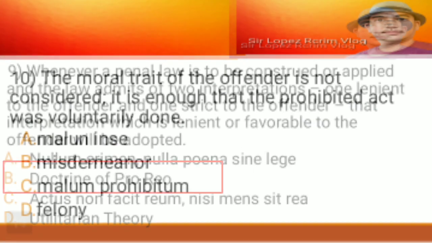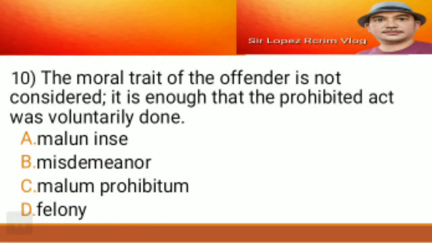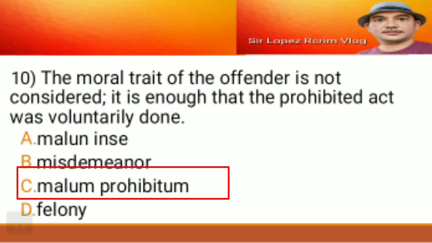Number 10. Moral trait of the offender is not considered. It is enough that the prohibited act was voluntarily done. Letter A, malum in se. Letter B, misdemeanor. Letter C, malum prohibitum. Or letter D, felony. Okay? Moral traits of the offender is not considered. This is the crime malum prohibitum. Okay? So the correct answer for number 10, I should say, is letter C.